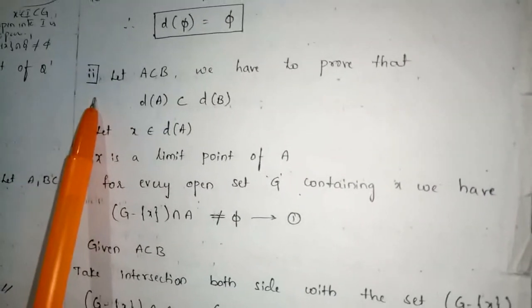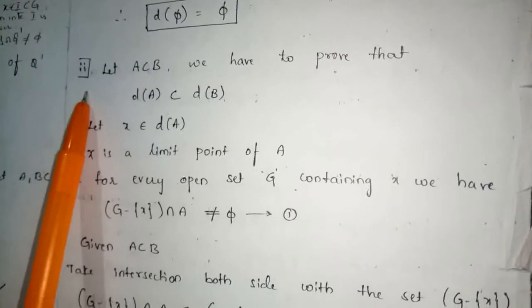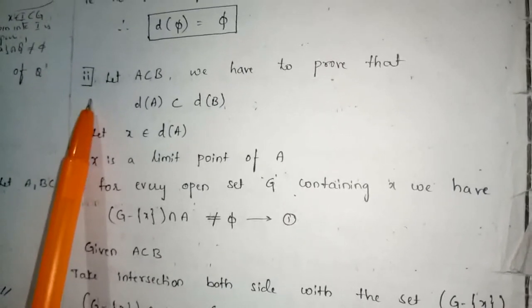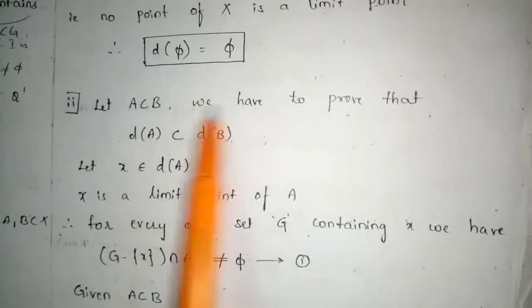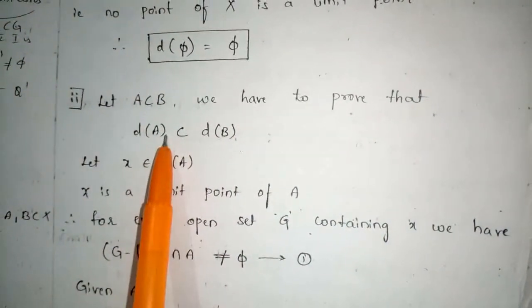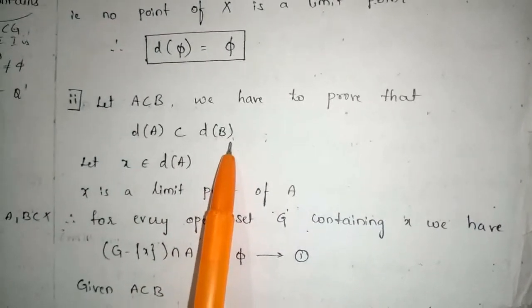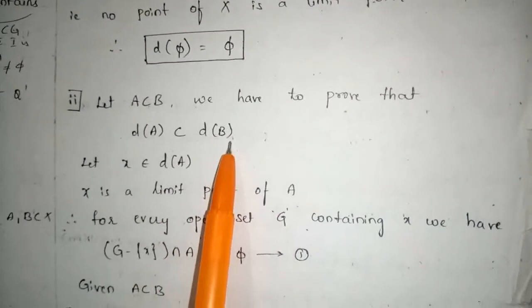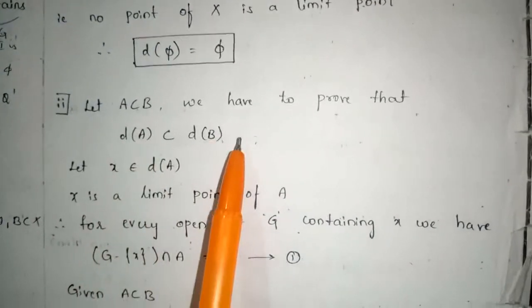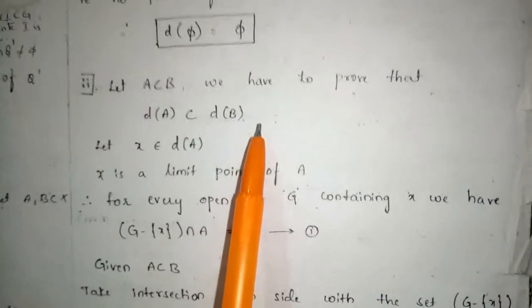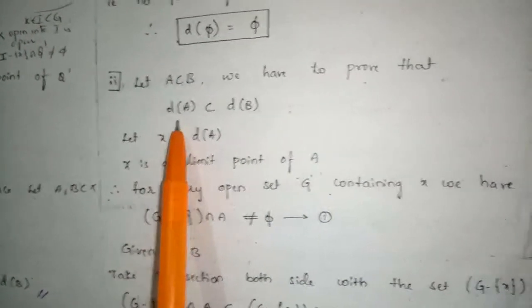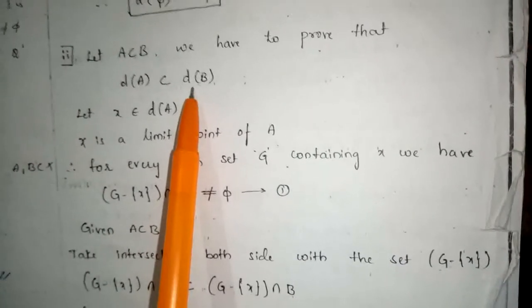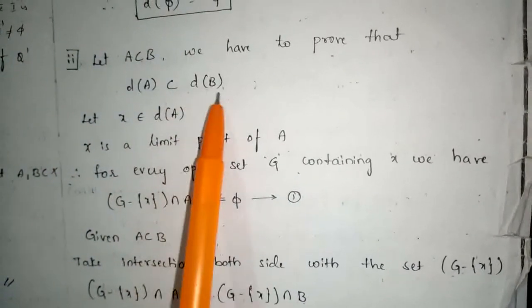Second, we have to prove that if A is a subset of B, then D of A, that is the derived set of A, is a subset of the derived set of B. In the given condition, A is a subset of B. You know the subset definition: if every element of A is an element of B, then we say that A is a subset of B. Similarly, we have to prove that any element belonging to D of A also belongs to D of B. Then we have proved that D of A is a subset of D of B.